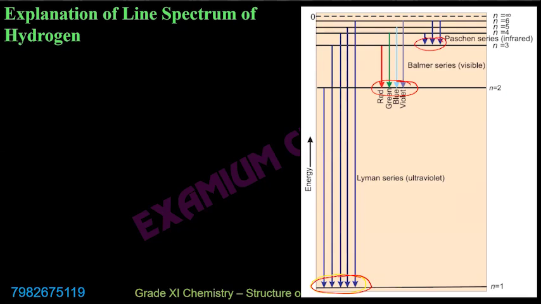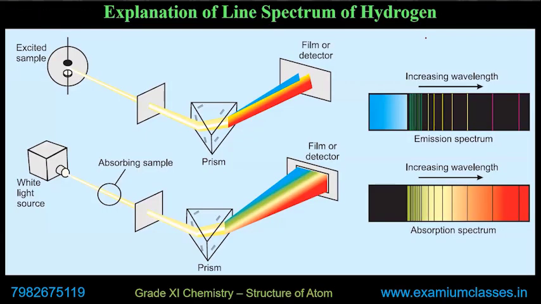Now, why are these lines there? These actually explain what Rutherford's model could not explain. When we are talking about the drawbacks of the Rutherford model, one of the drawbacks was that it was not able to explain the hydrogen spectrum, the lines in the hydrogen spectrum. Actually, he also focused on particle nature, not on wave nature.